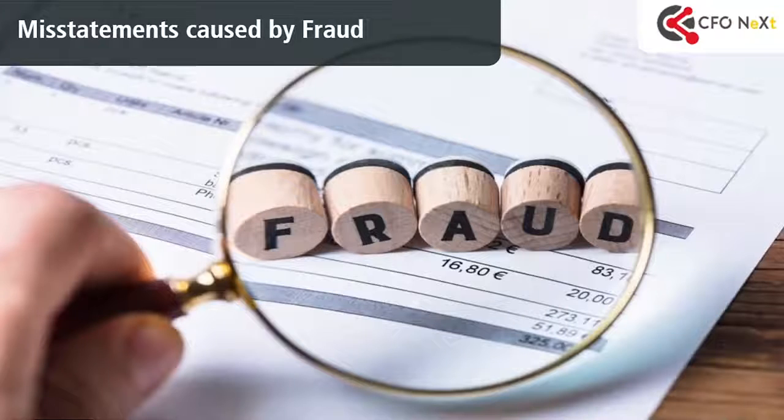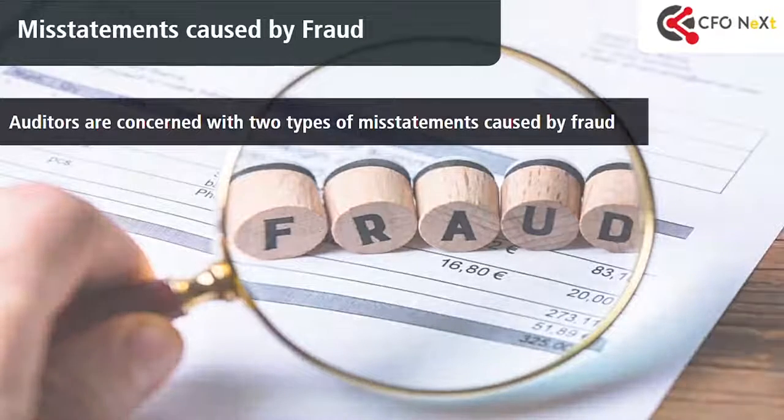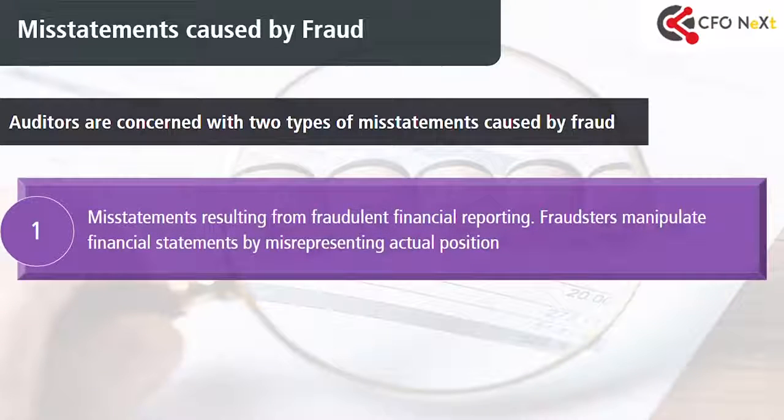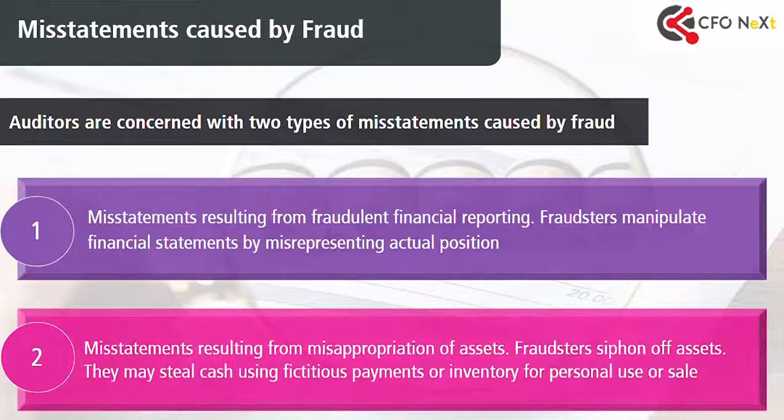Misstatements caused by fraud. Auditors are concerned with two types of misstatements caused by fraud. The first one is misstatements resulting from fraudulent financial reporting. Fraudsters manipulate financial statements by misrepresenting the actual position. For example, they may show inflated revenue. The second type of misstatements results from misappropriation of assets. Fraudsters siphon off assets. They may steal cash using fictitious payments, or inventory for personal use or sale.